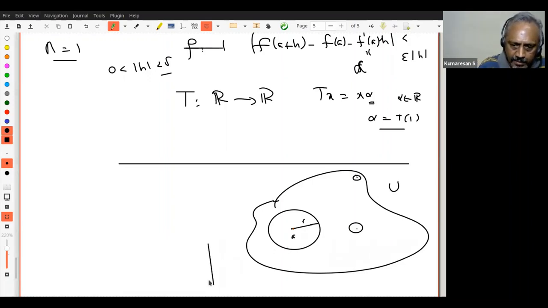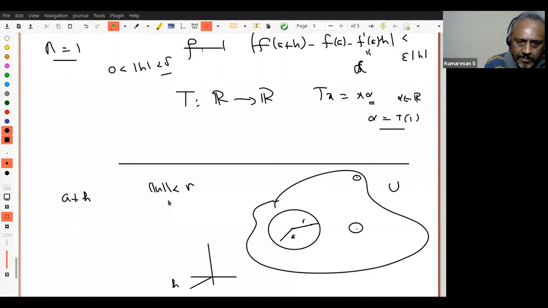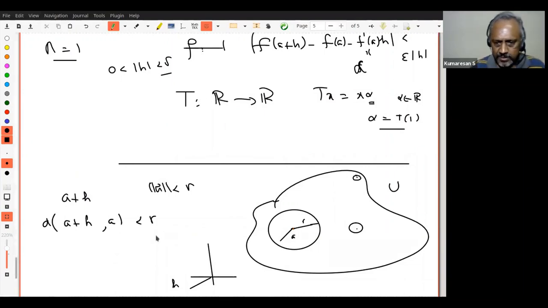Now let us take any vector H, and look at the vector A plus H, such that the norm of H, the length of H, is less than R. Then the distance between A plus H and A is less than R. We had already seen this. So this is the vector A plus H, on the line segment through A which is parallel to the vector H. This is your H.